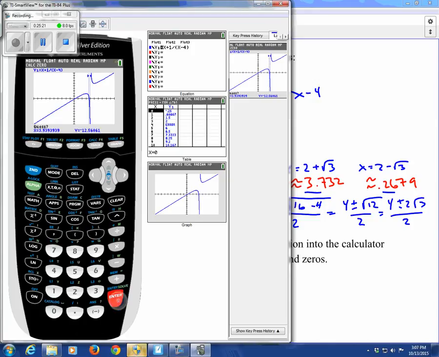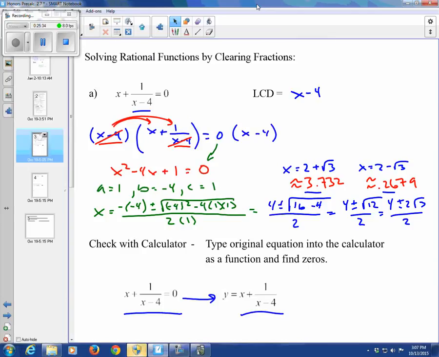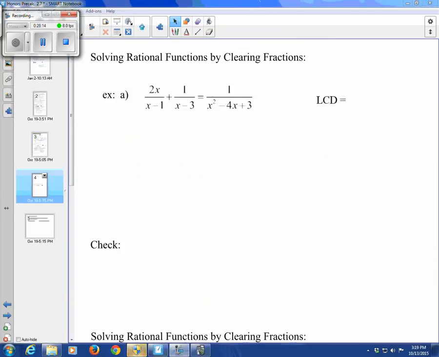Press enter, and then enter again. And right here we've got our 3.732. So both of these turn out to be valid solutions for our rational equation here. Why don't you guys go ahead and give this one a shot, and we'll come back and look at the solution real quick.